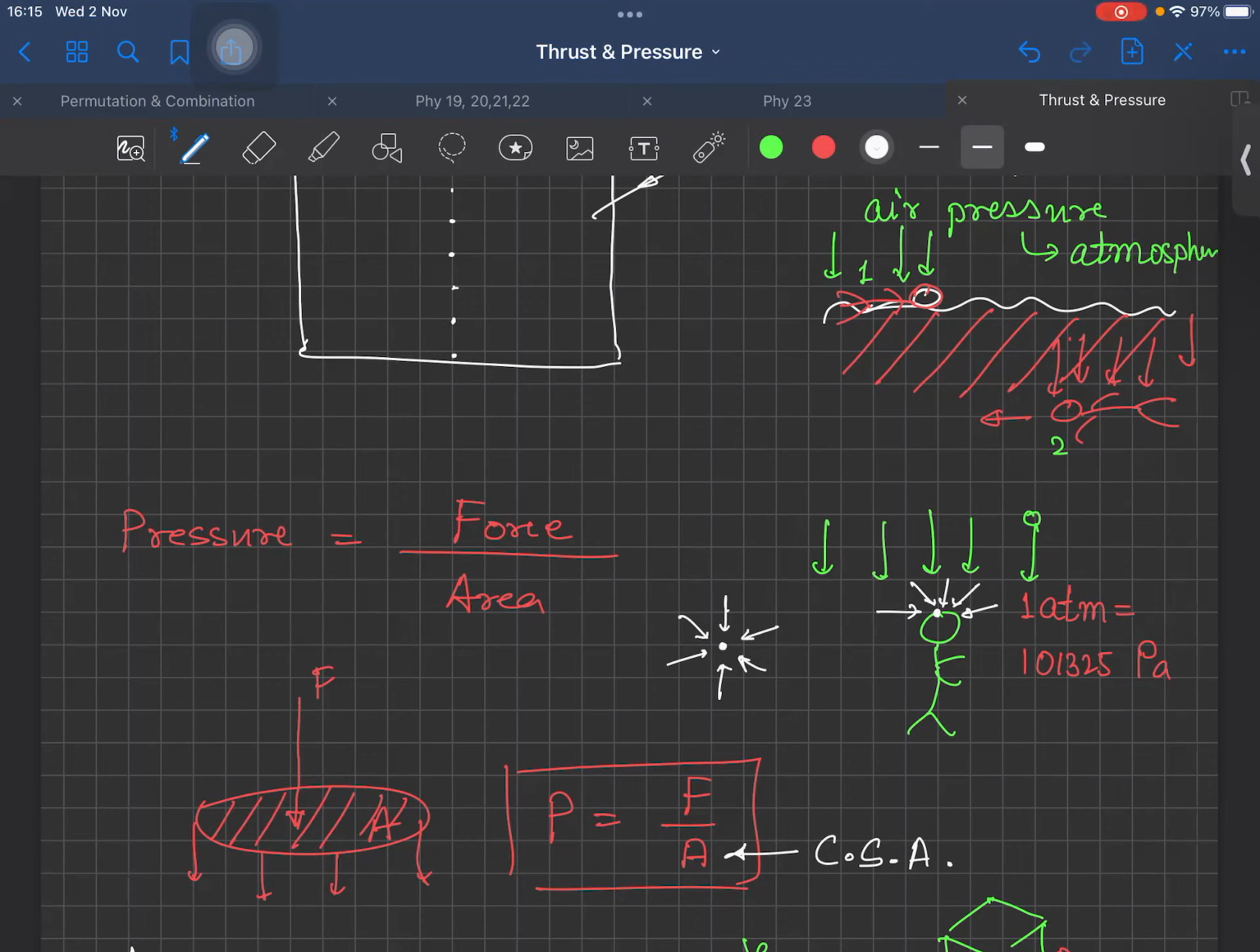Now tell me, is pressure a vector quantity or a scalar quantity? See, force is a vector quantity. Area again is a vector quantity, right? We have seen this. So is pressure a vector quantity or a scalar quantity? Vector. Okay, so pressure is a scalar quantity, it's not a vector quantity. Wait, let me write it properly. Just give me a moment, okay?